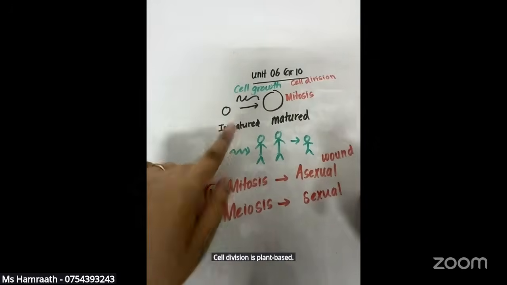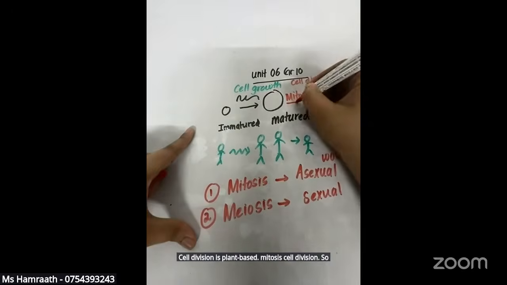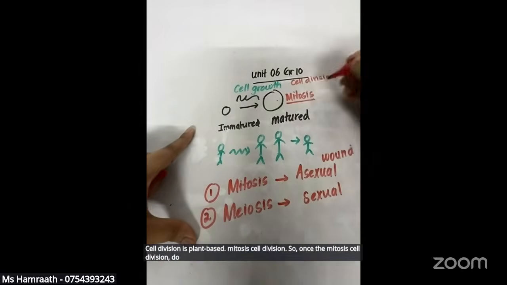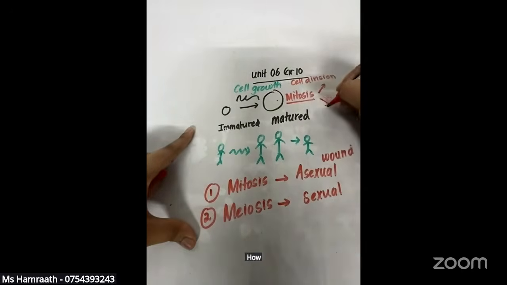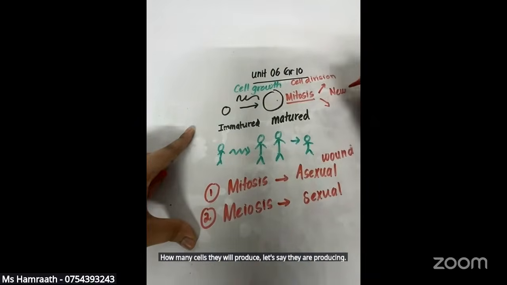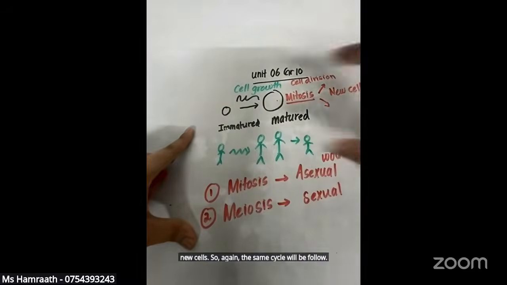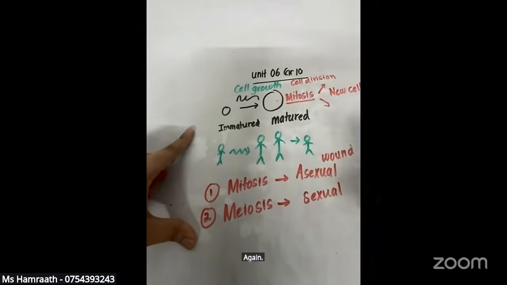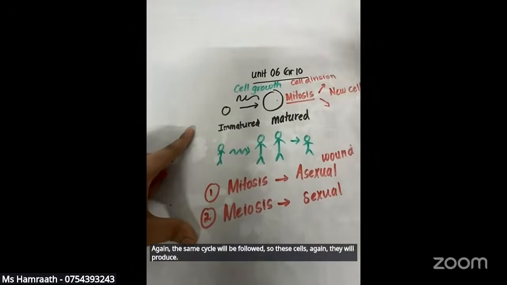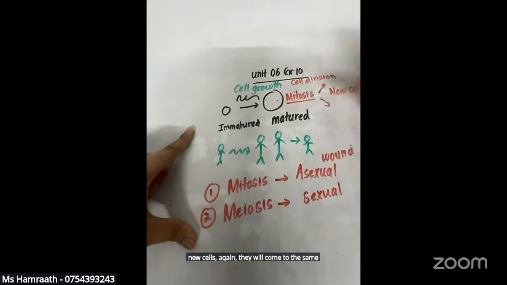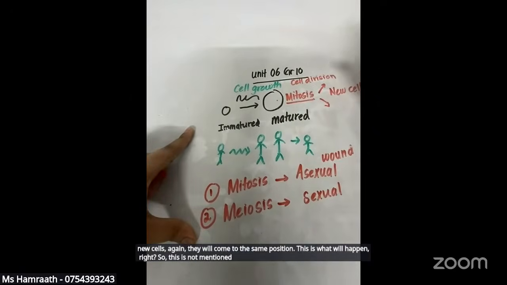Mitosis cell division. Once mitosis cell division happens in the cell, how many cells will they produce? Let's say they are producing new cells. Again the same cycle will be followed. These cells will again produce new cells, and they will come to the same position. This is what will happen, right? This is not mentioned in your grade 11 textbook, but I'm teaching you in more depth, right?